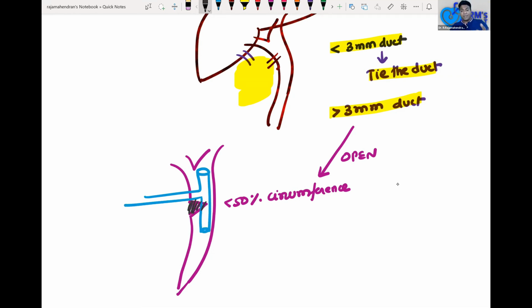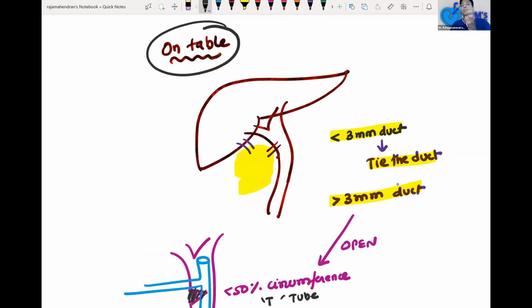Simple concept. This is an MCQ, and not only for MCQ, this is what is given in Bailey and Love also. So less than 3 millimeter duct, tie the duct. More than 3 millimeter duct, open the bile duct and keep a T tube for less than 50% circumference. This all can be done on table. Please understand the point, on table, not post-operative. If this happens after 24 hours, I will never open.